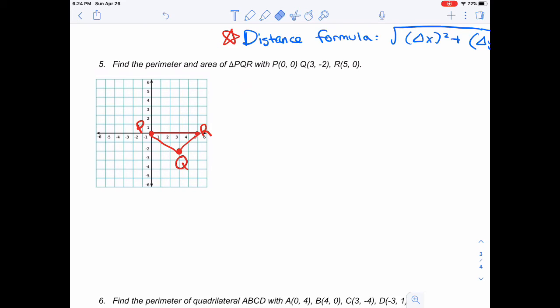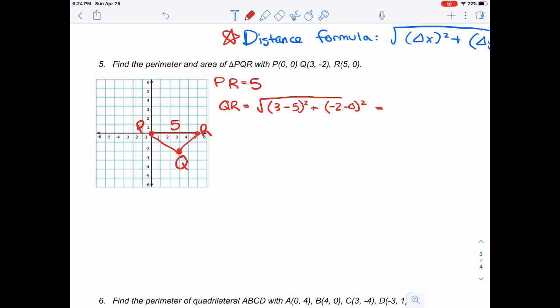So what we need is our 3 side lengths, and one of those, PR, is going to be really simple to find because it's already on a straight line. So we go from a value of x being 0 to a value of x being 5, so PR is just going to be 5. And then for QR, we're going to use our distance formula, like I said. So we'll have our change in x, so x2 minus x1, we'll do 3 minus 5 squared plus negative 2 minus 0 squared.